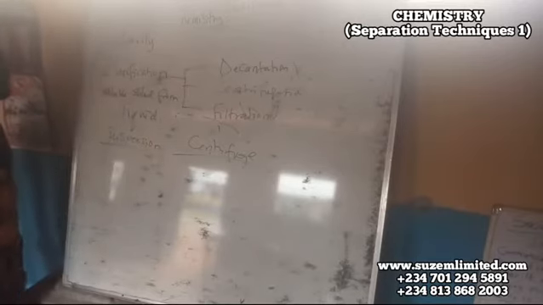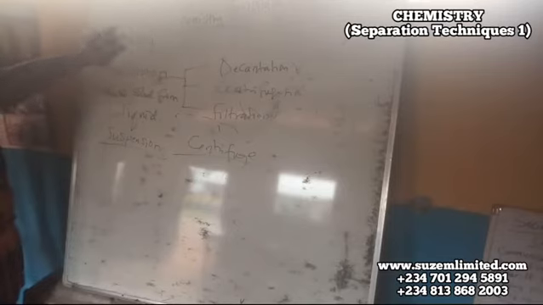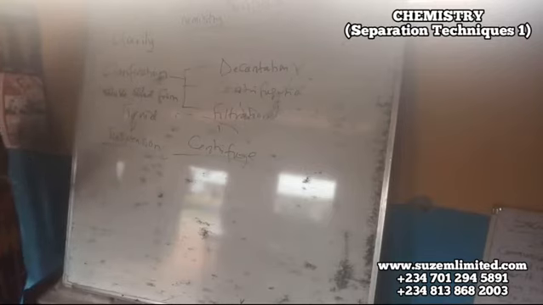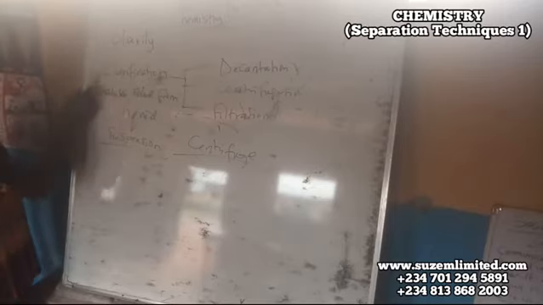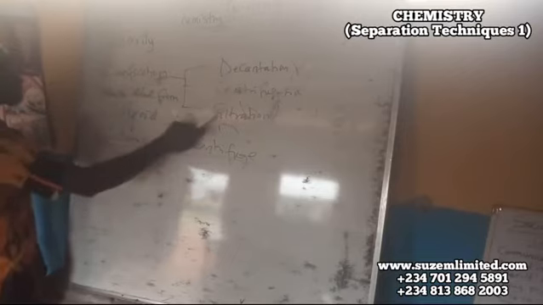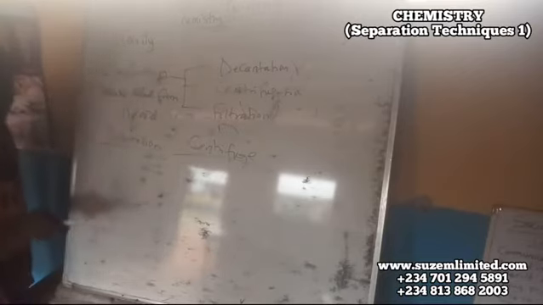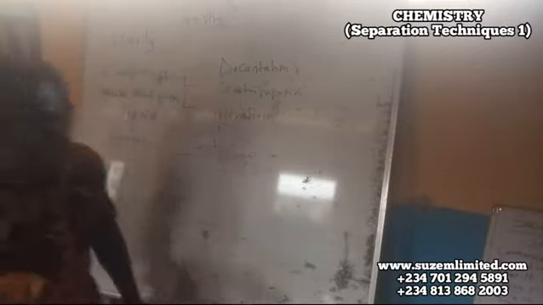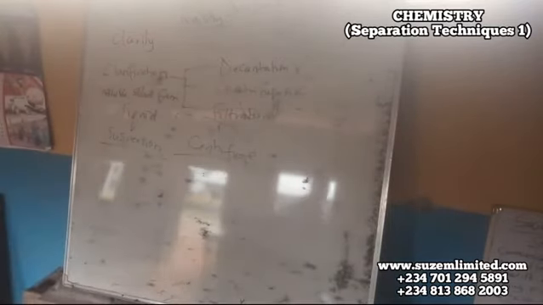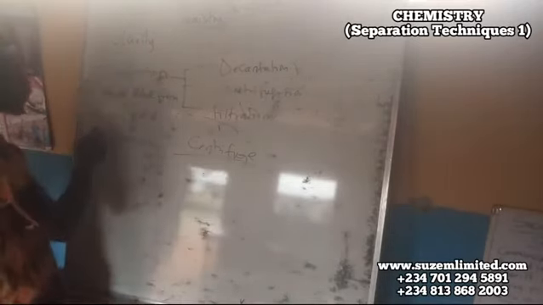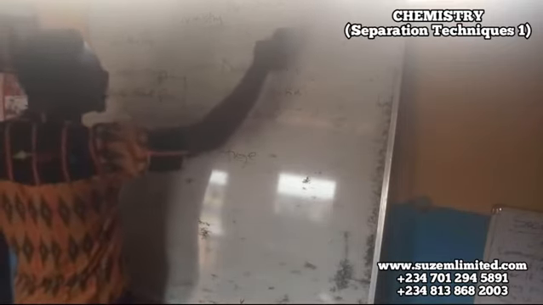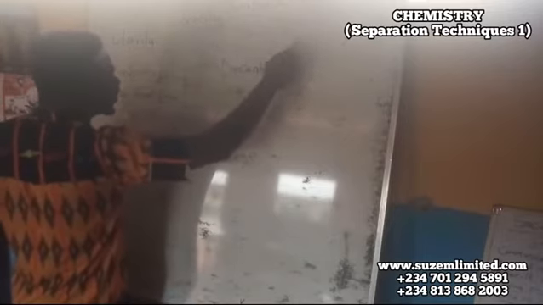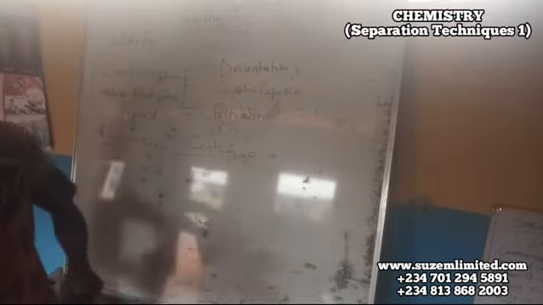Evaporation, crystallization, fractional crystallization, and precipitation are used to separate soluble solid from solution. But clarification, which is decantation, centrifugation, filtration, is not for solution. It's for suspension. Note that point too. Note their differences. Very important. So clarification is for suspension, where crystallization, fractional crystallization, evaporation, and precipitation are for solution. Very important. Now let's continue.